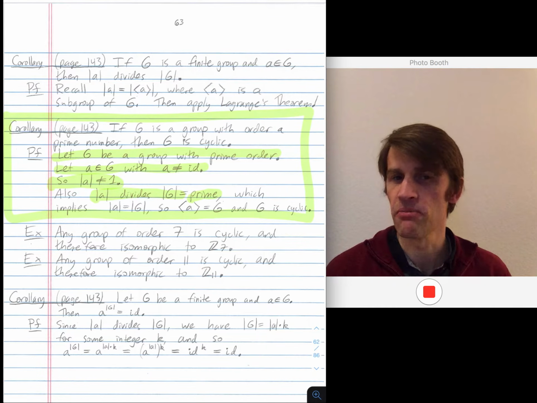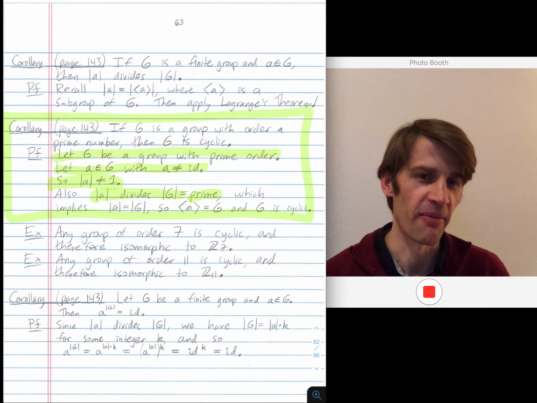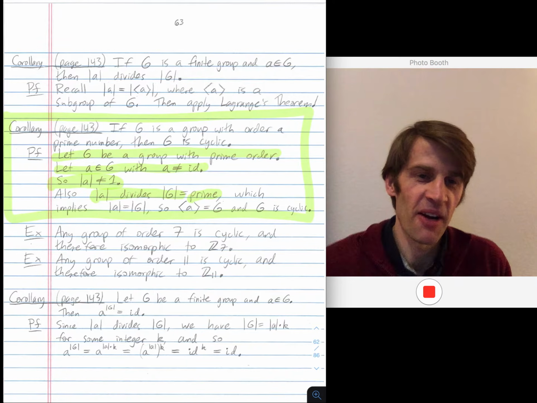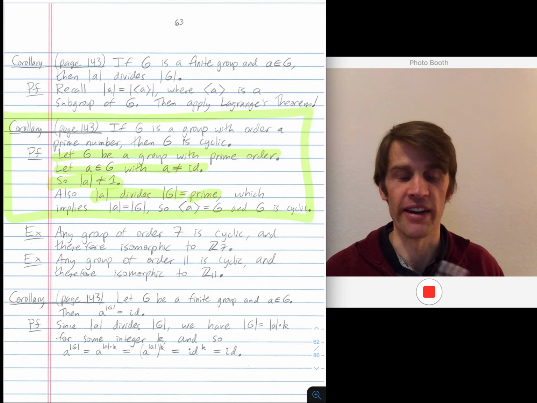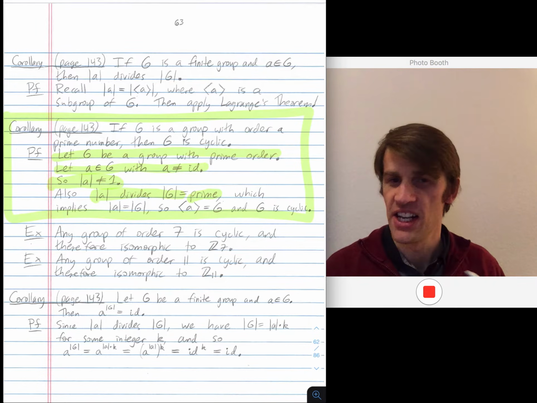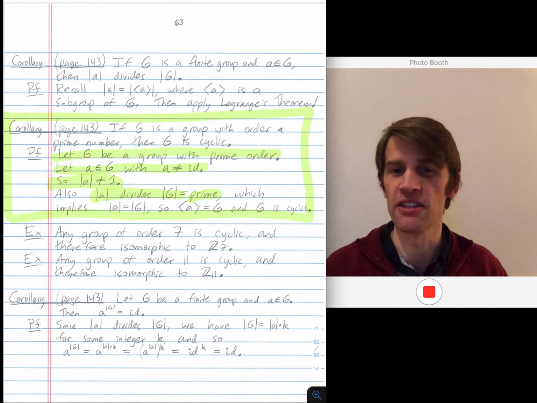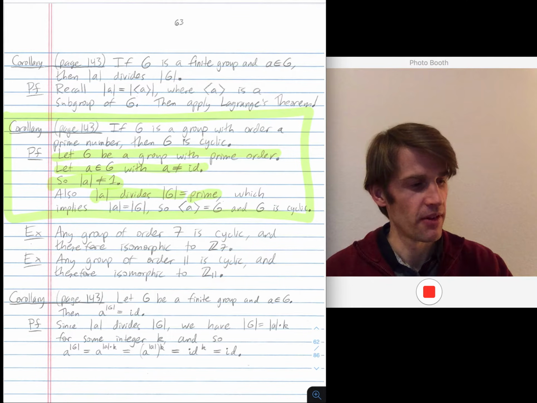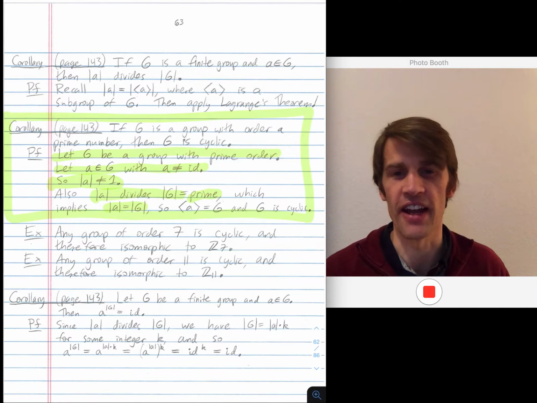So we have some positive number bigger than 1 that divides a prime. Well, primes are defined as being the only numbers that divide a prime are 1 and the prime number itself. So if the order of A is some positive number bigger than 1 that divides a prime, the order of A must be equal to that prime. In other words, this implies that the order of A is equal to the size of G.